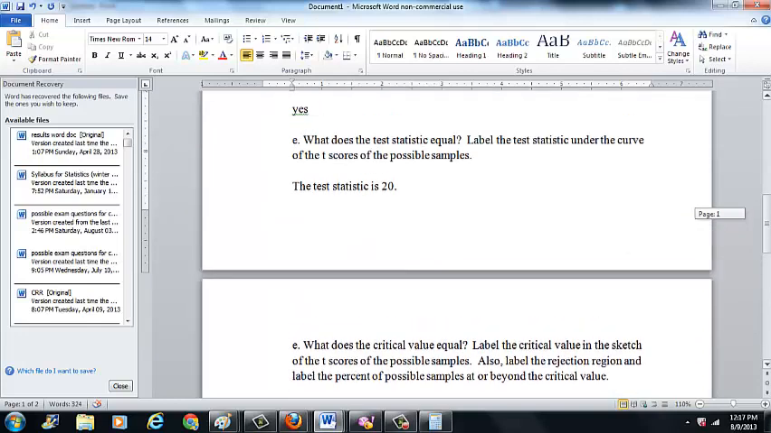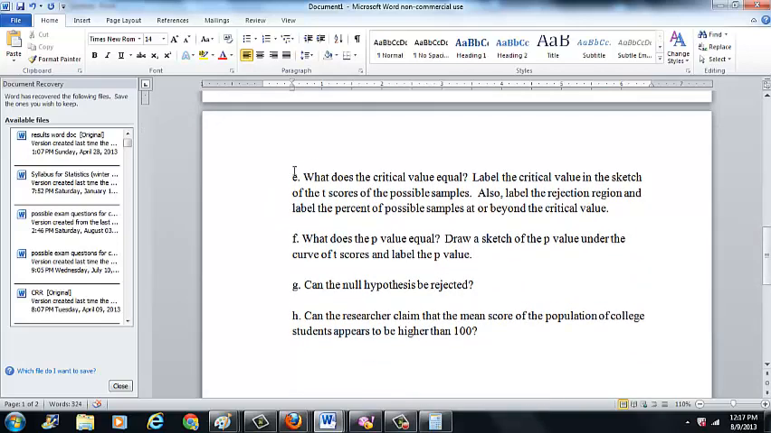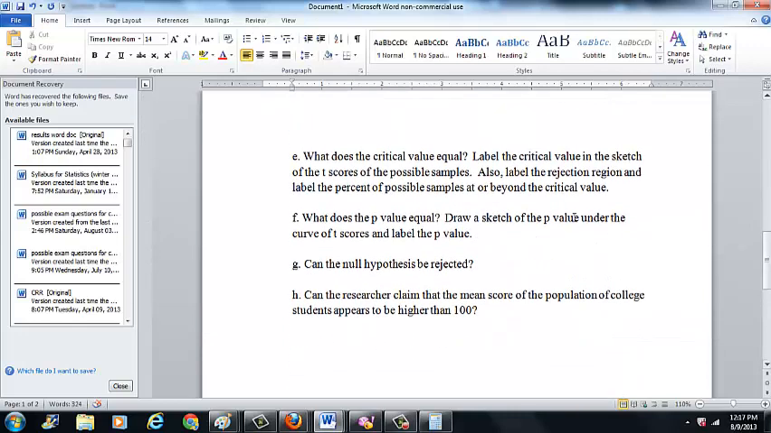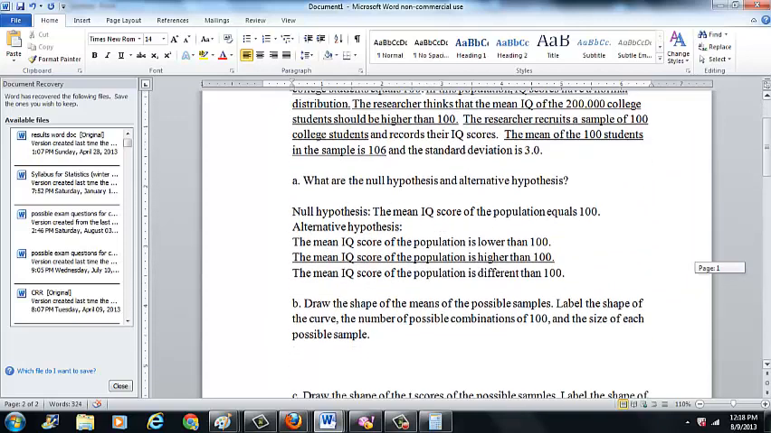I mean, yeah, we are. This is actually part F, but I haven't corrected it yet. It says E again, but it would actually be part F. What does the critical value equal? To find the critical value, we have to go to a table, and I'll show you how to use that table.